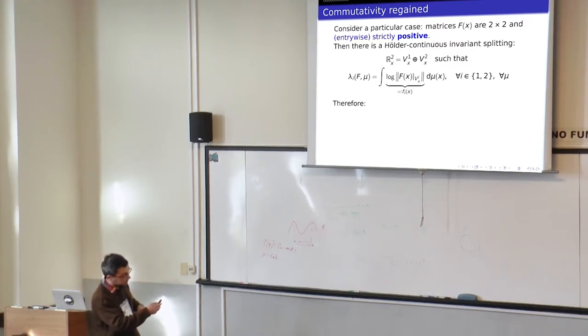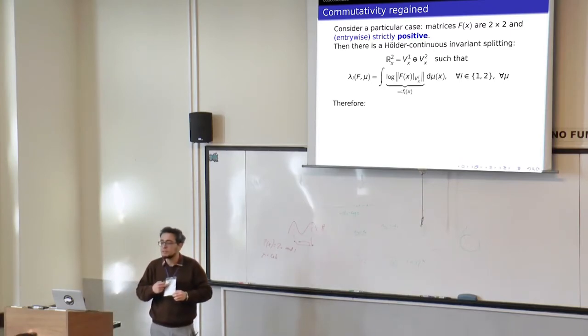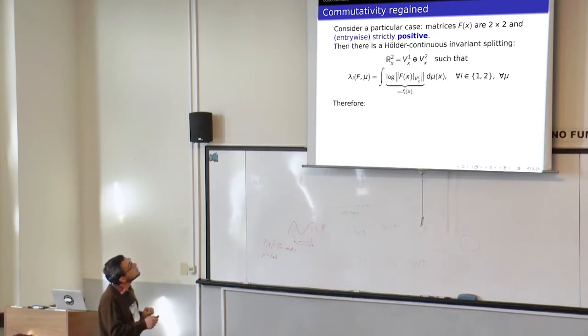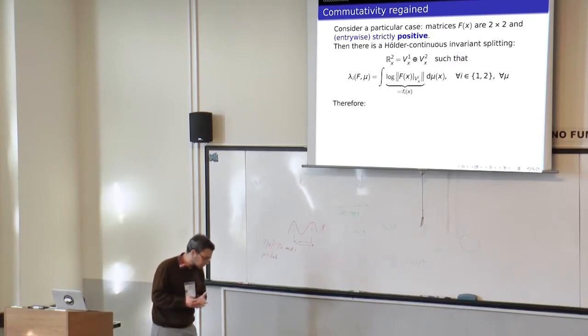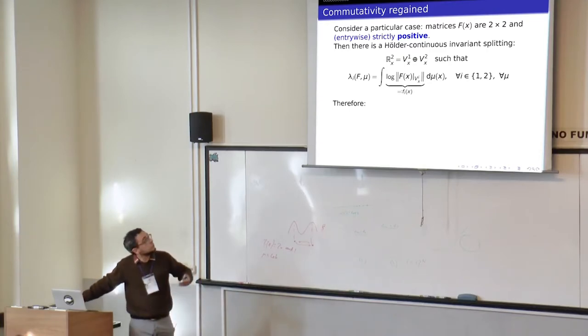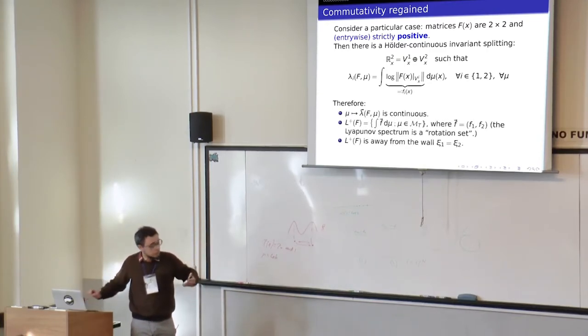let's consider the following particular situation where your matrices are strictly positive, right? Ricardo Mañé is here, so most of you must know what a dominated splitting is. Actually, what I need is a dominated splitting. If your cocycle has a dominated splitting, in this case, in one-dimensional bundles, then your problem becomes much more treatable, because now the Lyapunov exponents are just integrals of the expansion rates along these bundles. And so all these complications of the Lyapunov exponent not being continuous, etc., disappear.